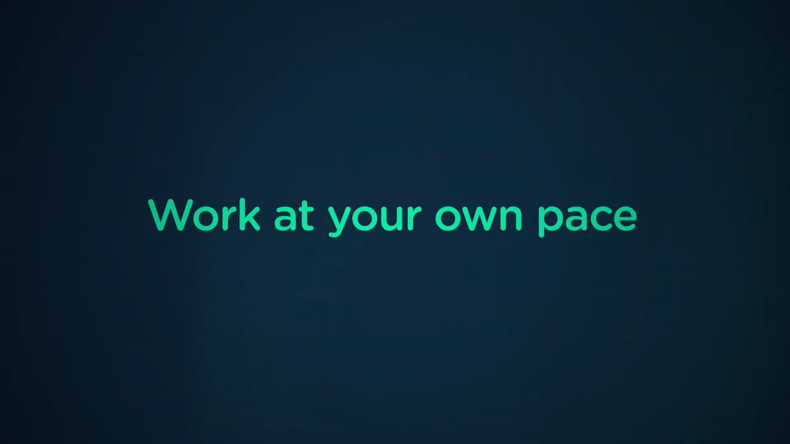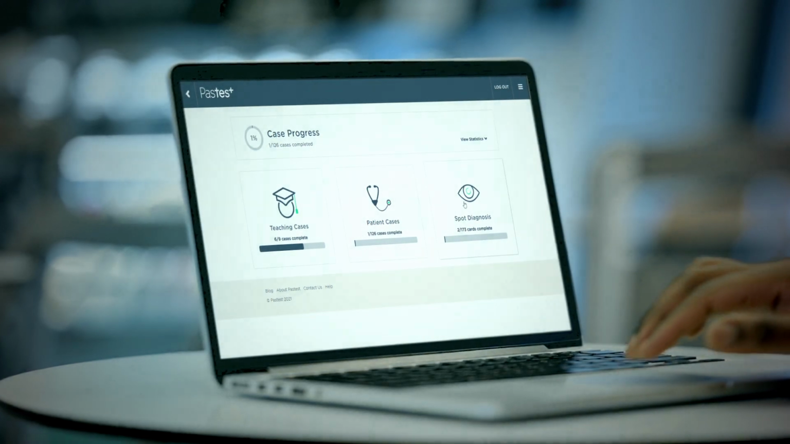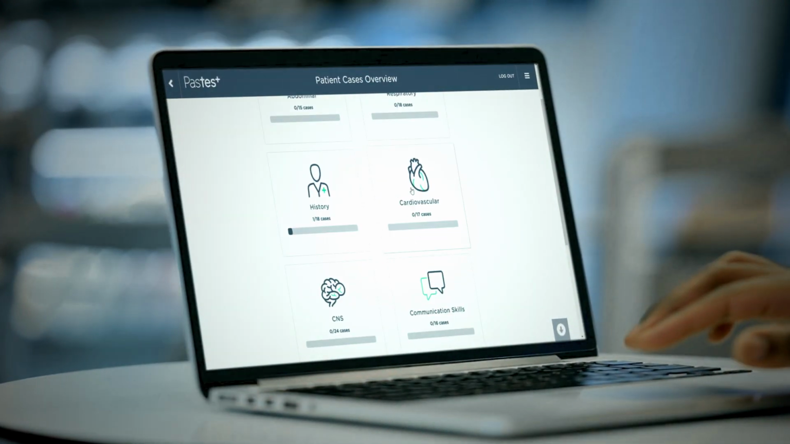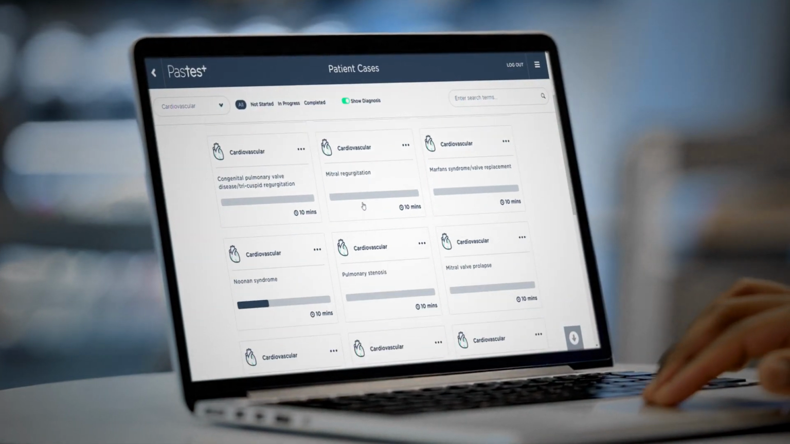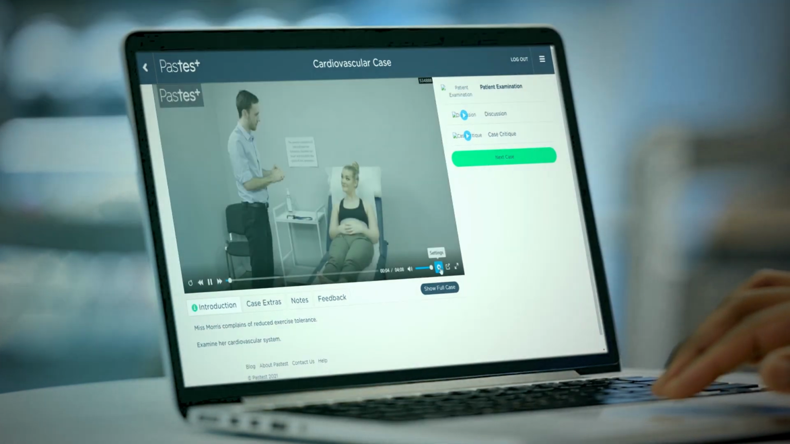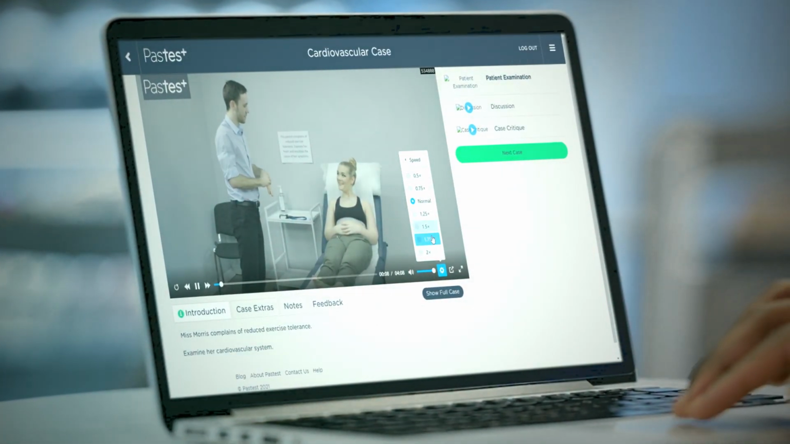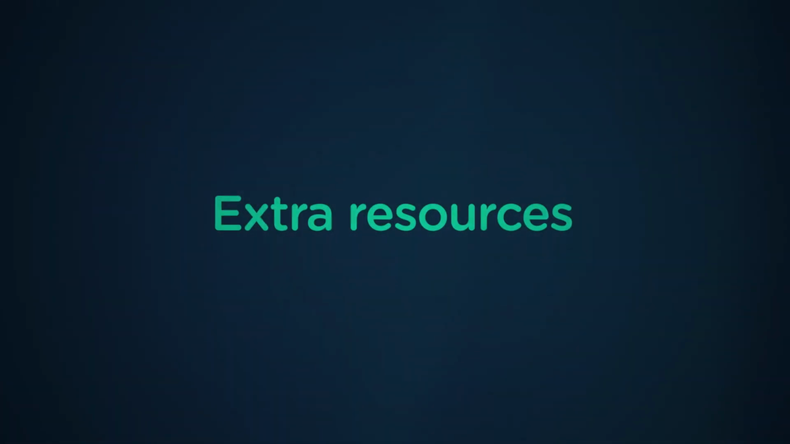Having access to Pastest means you can dip in and out of your prep, even reviewing cases multiple times to fully digest the exam technique, diagnosis, and presentation before moving on. Alternatively, if you need to power through cases as quickly as possible, it's common for Pastest users to watch videos on double speed. Pastest's PACES resource is more than just videos.